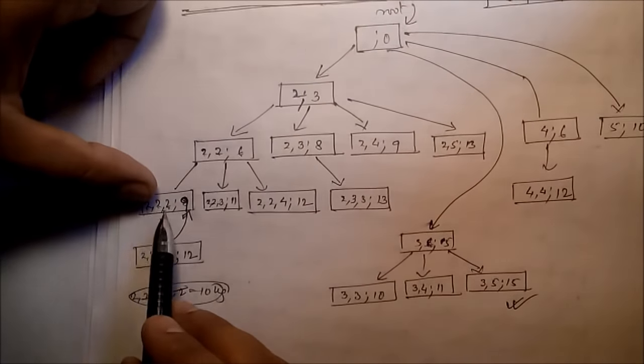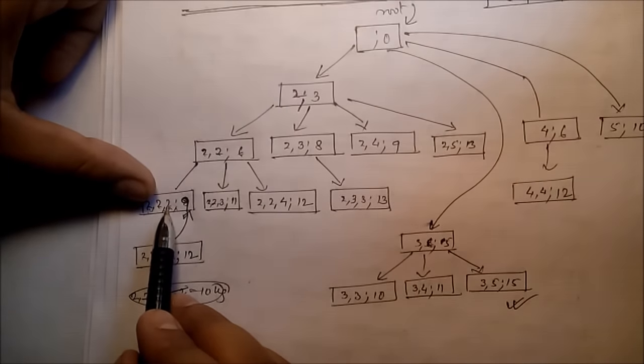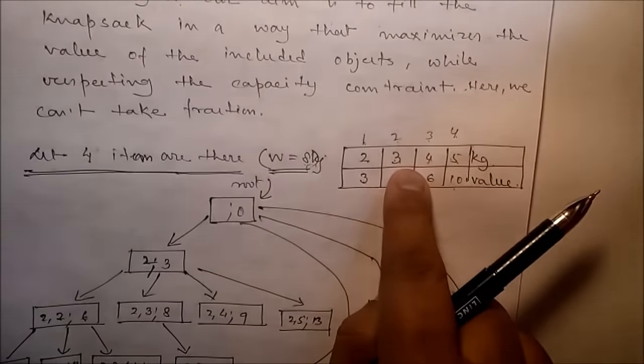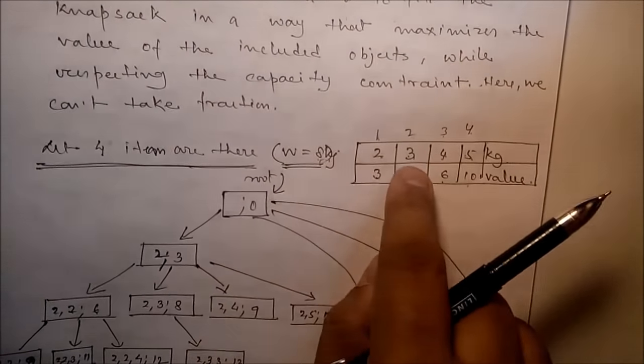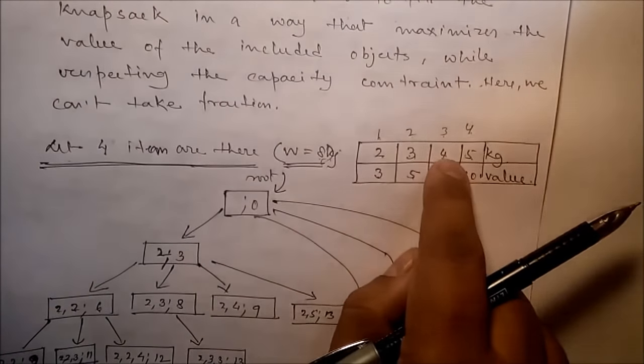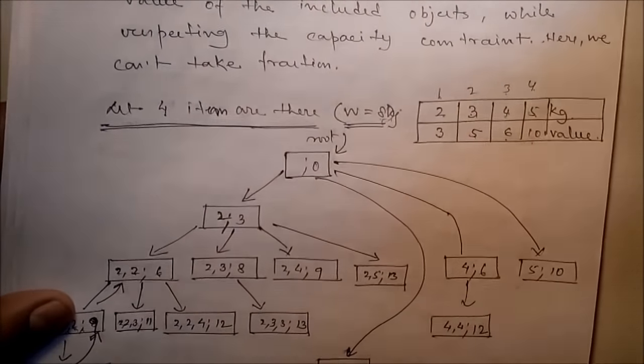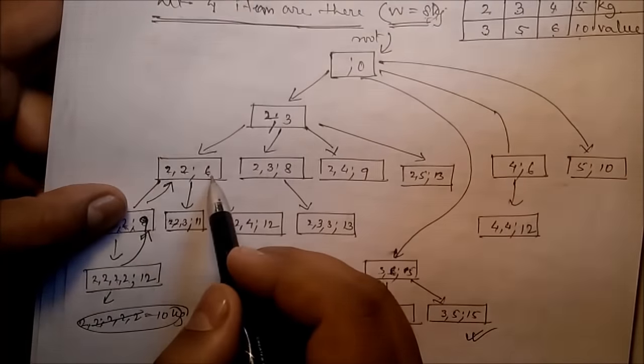Now 3 first items, 2 plus 2 plus 2, total 6. Now can you include second item? So 6 plus 3, it is 9. So 9 is more than 8. So we can't take second item, we can't take third item, we can't take fourth item. So return it back. Okay, backtrack, return back.